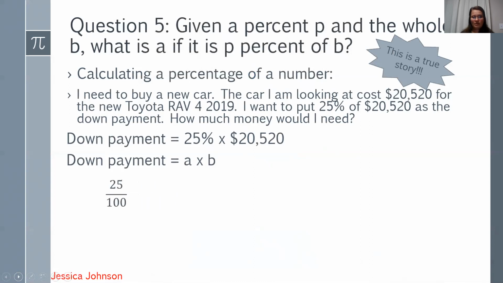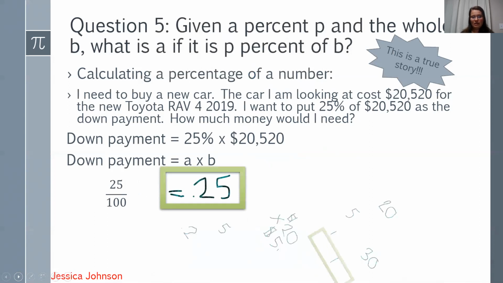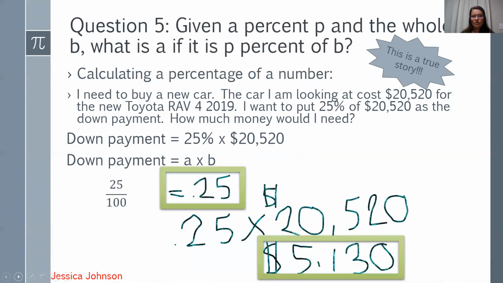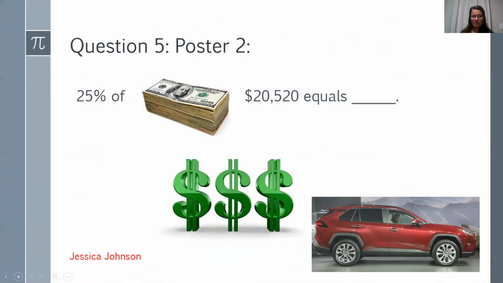Take 25 divided by 100 to get a decimal number, which is the same as putting our percent over 100. When you divide 25 by 100, we get our decimal of 0.25. Take 0.25 times it by 20,520 to get the answer, $5,130. I need $5,130 to make a 25% down payment on my $20,520 car. Sorry. Here's my poster for part 2 of question 5.